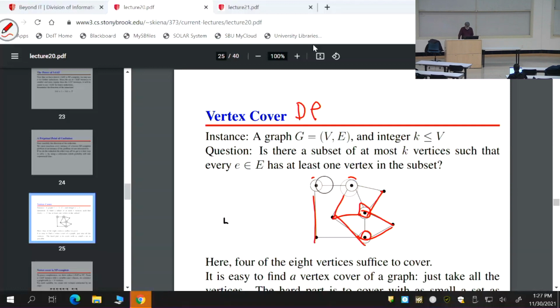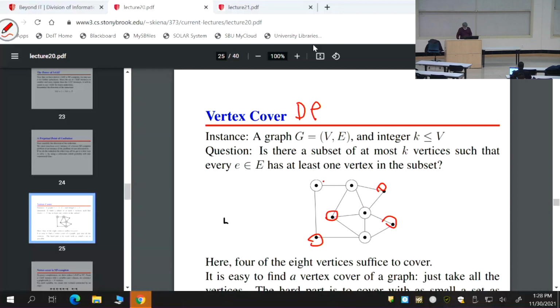What if I take a different subset? Let's take this, this, this, and this. That's 4 vertices. Does every edge kiss at least one of these? Which edge is unkissed?